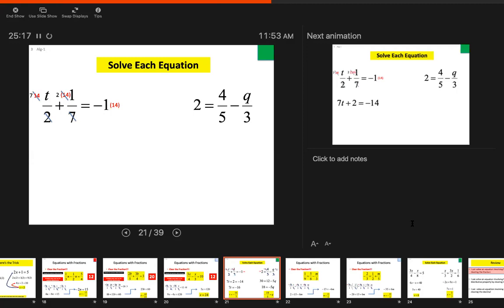And negative 1 times 14 is negative 4. That's where those numbers came from. Now, as we go higher in Algebra 1, you're going to see me start to skip steps on two-step equations. How many two-step equations have we done this year so far? Maybe not hundreds, but close to 100, right?